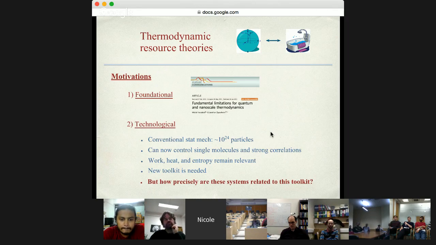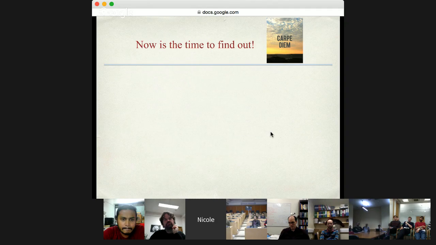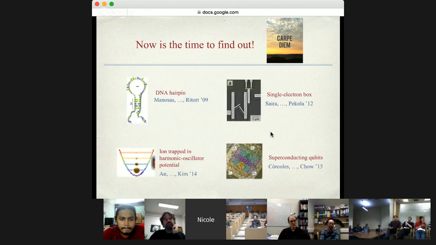But how exactly that toolkit can be applied to these systems, which systems in particular, and whether really they can be applied is not entirely clear. I believe that the time is ripe to explore these questions. Here are just a few examples of some of the small systems that I mentioned earlier, over which people are exerting a lot of control.